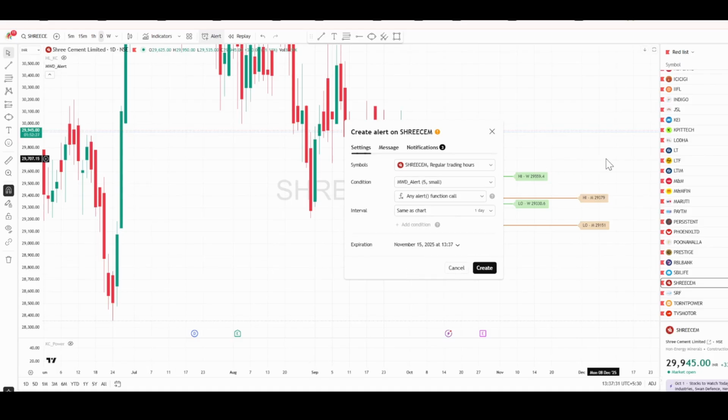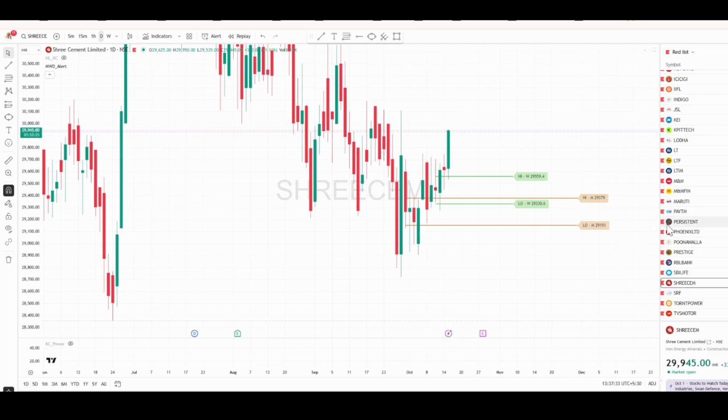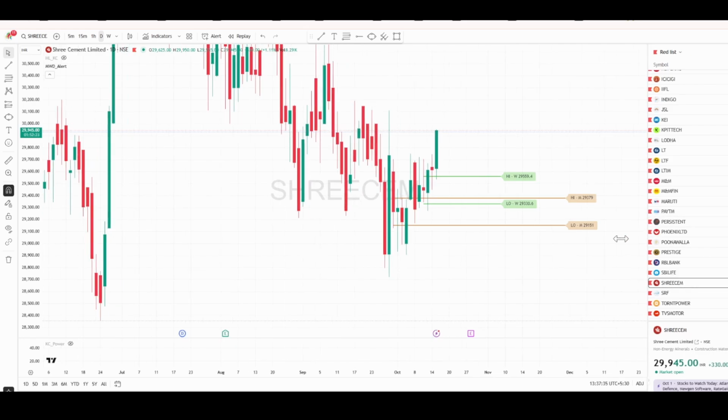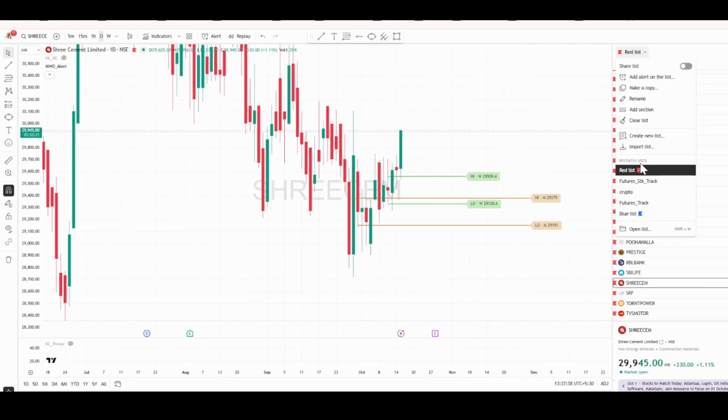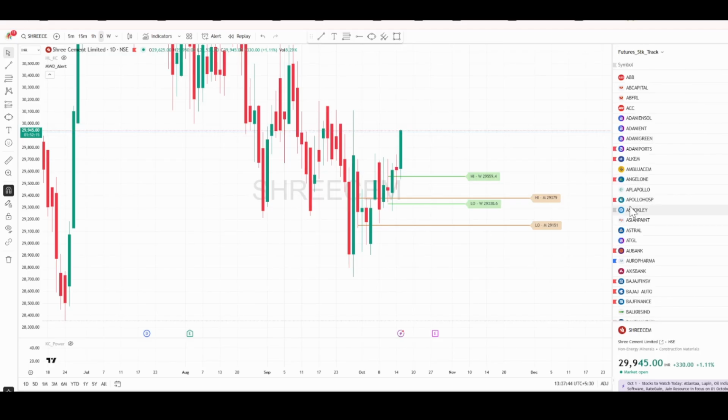Now let's take a scenario where you created a group of stocks like this. You can actually create different lists: futures track, crypto, future stock track. Like when I go on stock track, these are the list of stocks, right? So I added like 100 stocks. Now I want to set an alert on all the 100 stocks in one shot.